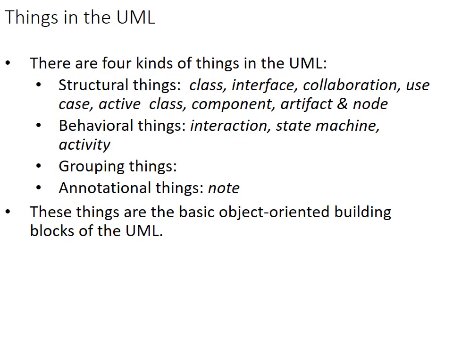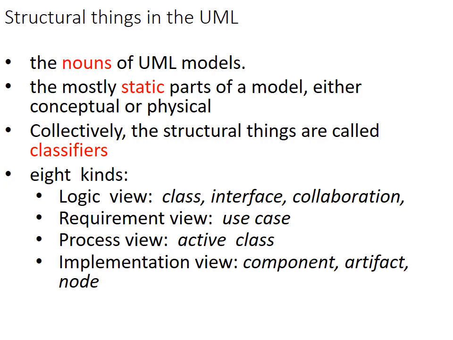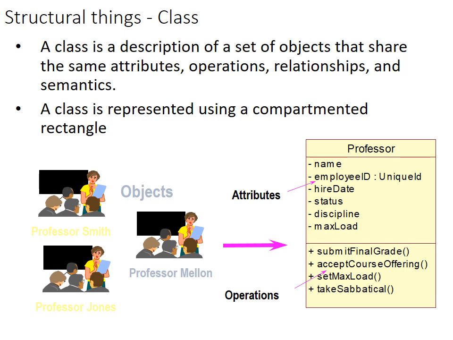So basically, there are four types: structural things, which look for classes, interfaces, collaborations; behavioral things; grouping things; and so on. Structures start with nouns. Noun means the name, the name of a person, the name of a place. So mostly static parts, right? We are going to walk into it here.